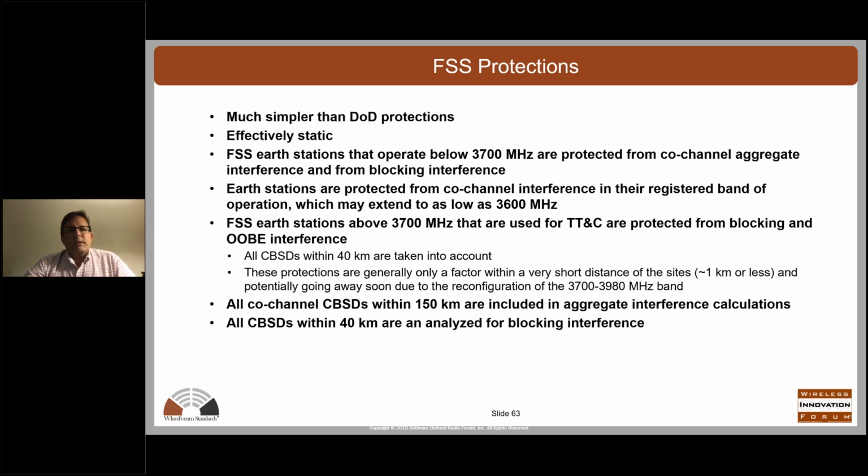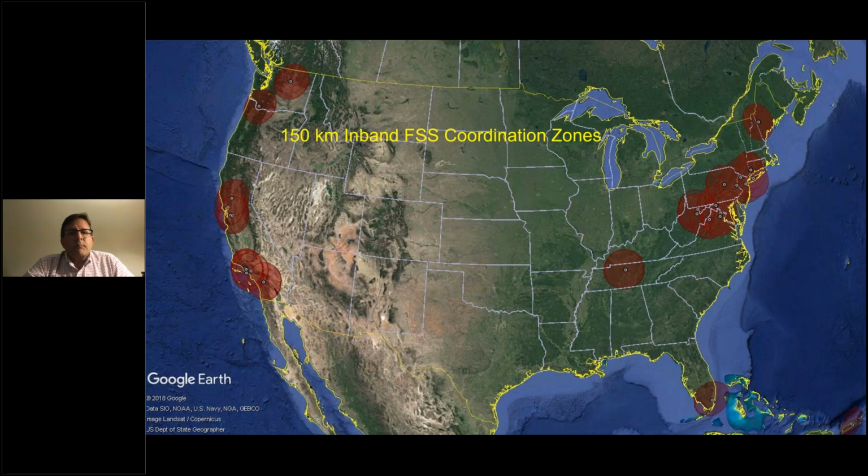There are a few satellite receivers that operate above 3,700, and those that are used for TT&C are also protected from interference from CBRS, but those are relatively few already. And now that 3,700 and above has been reallocated and those systems are moving out of the band, they're certainly going to be less of a factor going forward. Next slide, please, Lee, with the map. These are the 150-kilometer zones surrounding the sites that are eligible for protection. It gives you an idea of where you may be impacted due to protections of FSS, not necessarily impacted, but potentially.